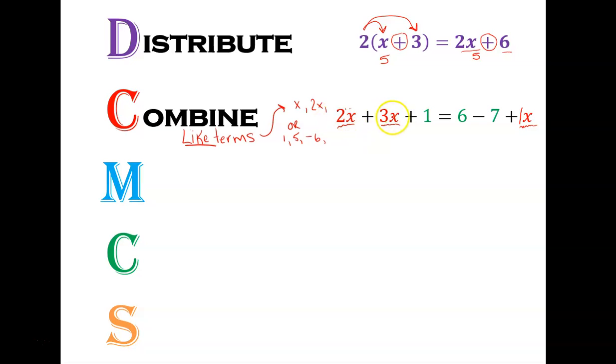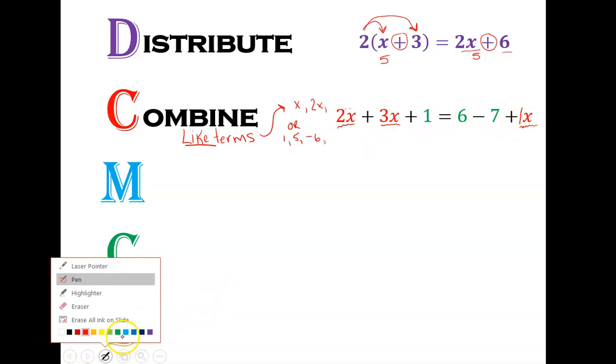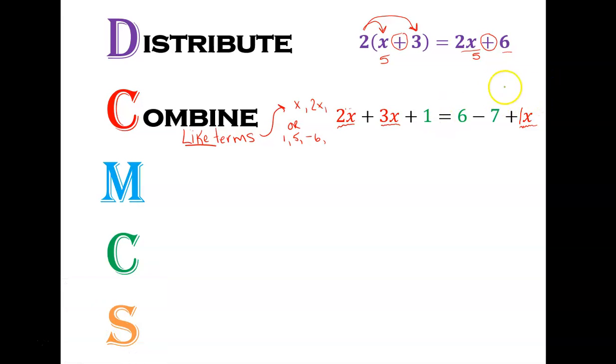This x just means there's one x. This means there's two x's. This means there's three x's. If it makes you feel better to put the 1 there as a placeholder, go right ahead. Okay. Notice there are other like terms here.